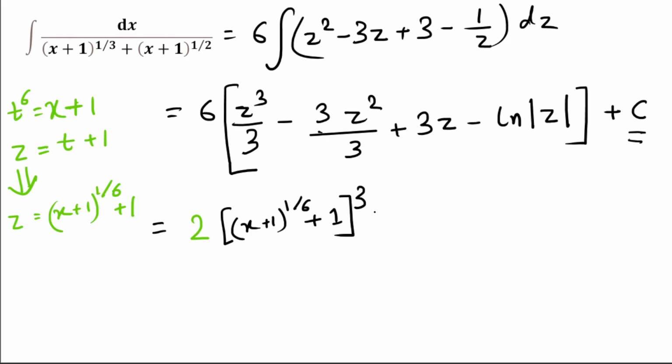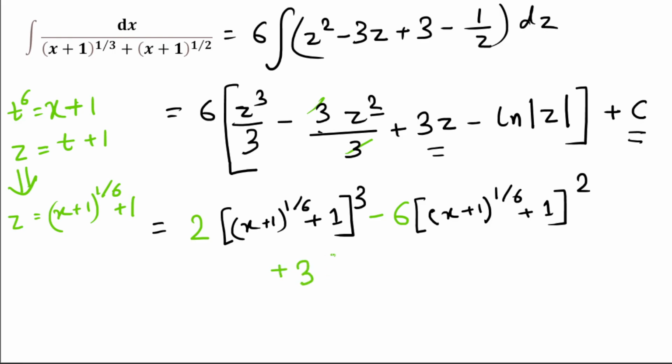Now we'll have this minus term, minus this 6; this 3 and 3 cancel out, right? So we'll have this 6 directly. Now it is z squared. Again, we'll write this particular term in z. So this is x plus 1 to the power 1 by 6 plus 1, and this is squared. Now plus 3z, so plus 3 and z, simply z.